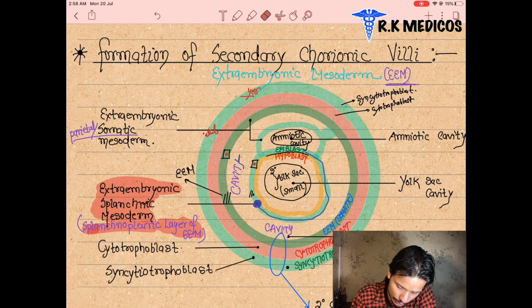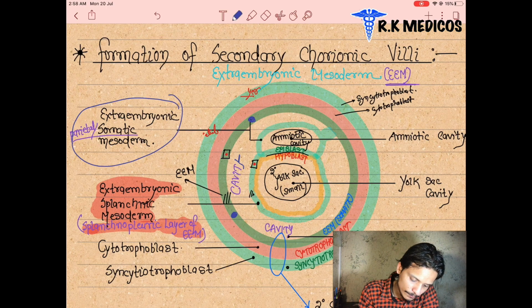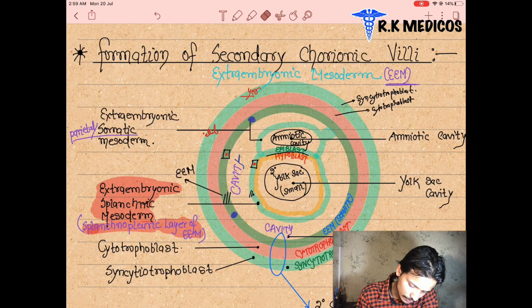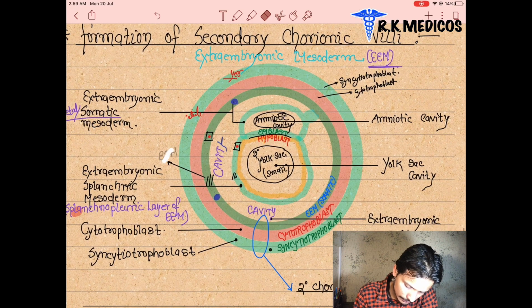Next we are going to see the outermost layer. This layer is called the parietal or somatic mesoderm, the parietal or somatic mesoderm of the extra embryonic layer. So hope it will be clear for you now. Let me clear everything. We will discuss once again.